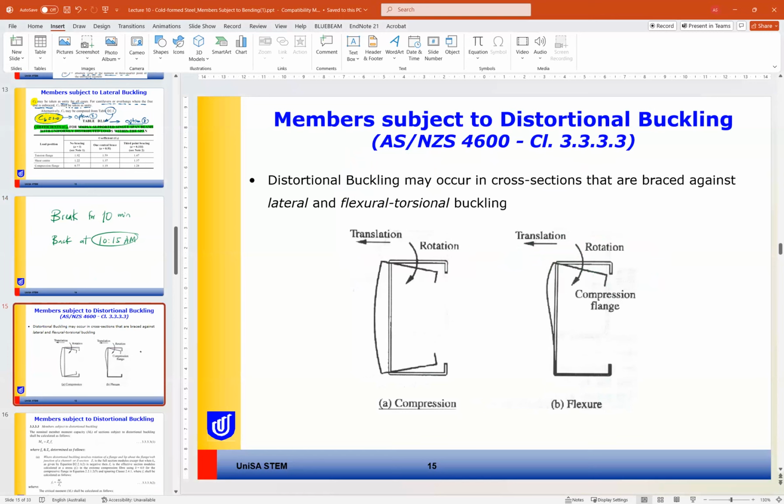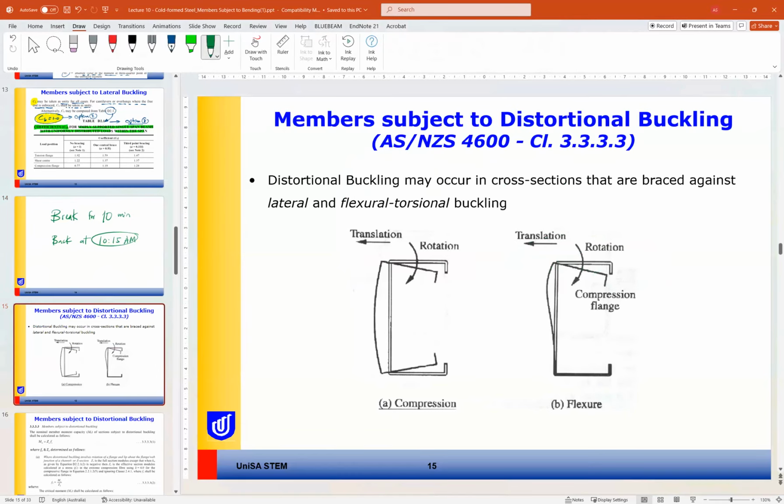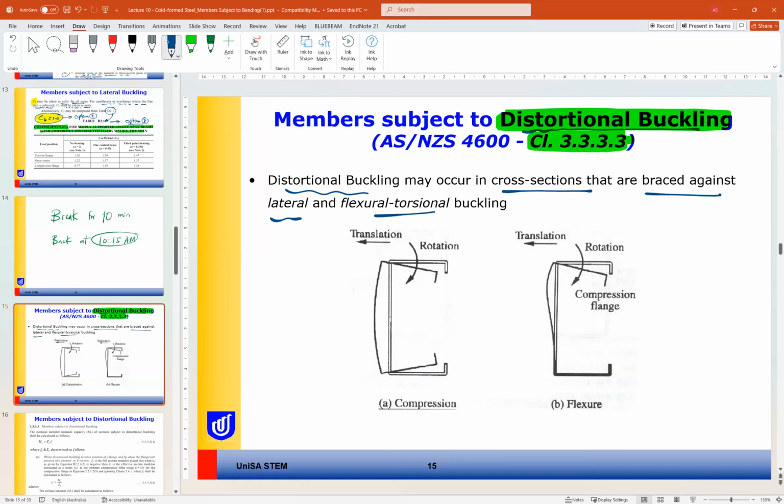So the second case of the member capacity, or member moment capacity, is for members subjected to distortional buckling. The members subjected to distortional buckling are covered by clause 3.3.3. Okay, so let's have a look at what distortional buckling is. Distortional buckling may occur in cross sections that are braced against lateral and flexural torsional buckling.